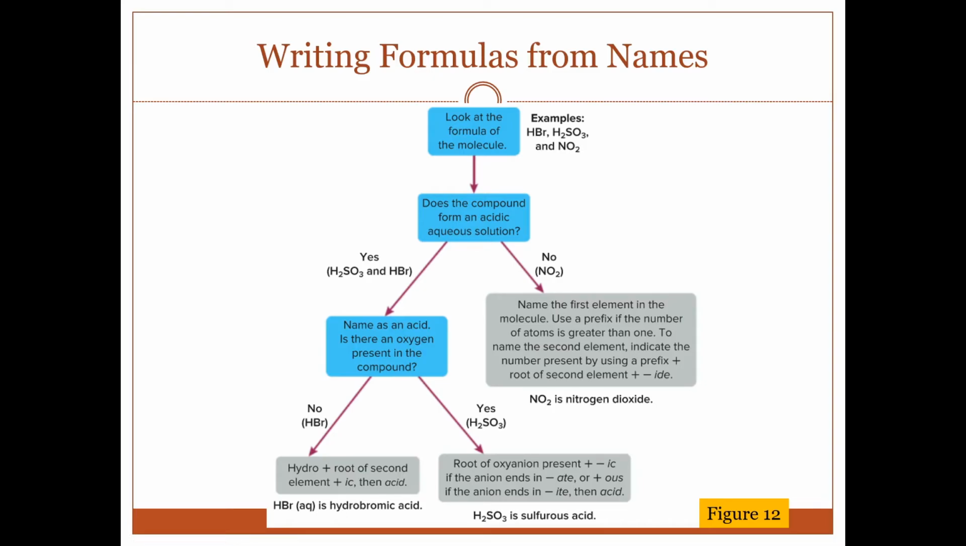Since HBr has hydrogen, it will form an acid. Now, is there an oxygen present in the compound? Is there oxygen in HBr? No. So we'll go to the left. Now we'll name it hydro, then the root of the second element, which is bromine. The root of bromine would be brom, and then we'll add -ic at the end. After we finish the first word, the second word is always going to be acid. So when we put it together, it's going to be hydrobromic acid.